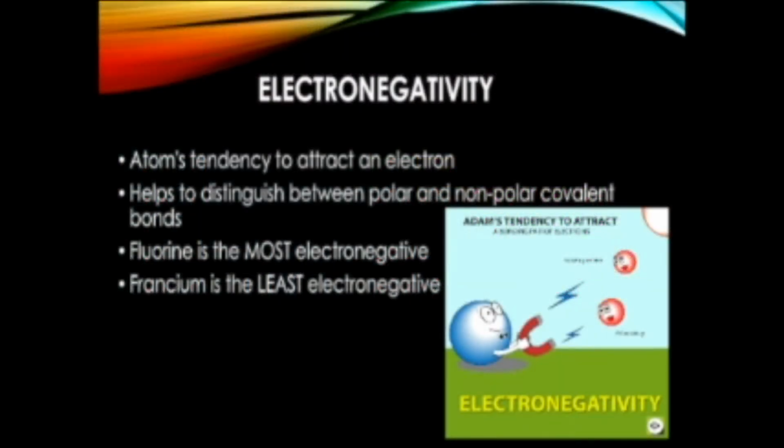So let's move on to electronegativity. Electronegativity is an atom's tendency to attract electrons to itself. The reason why an atom wants to attract electrons is in order to have a stable electron arrangement. Everybody wants to be like a noble gas. Noble gases have 8 valence electrons, so our magic number is 8.